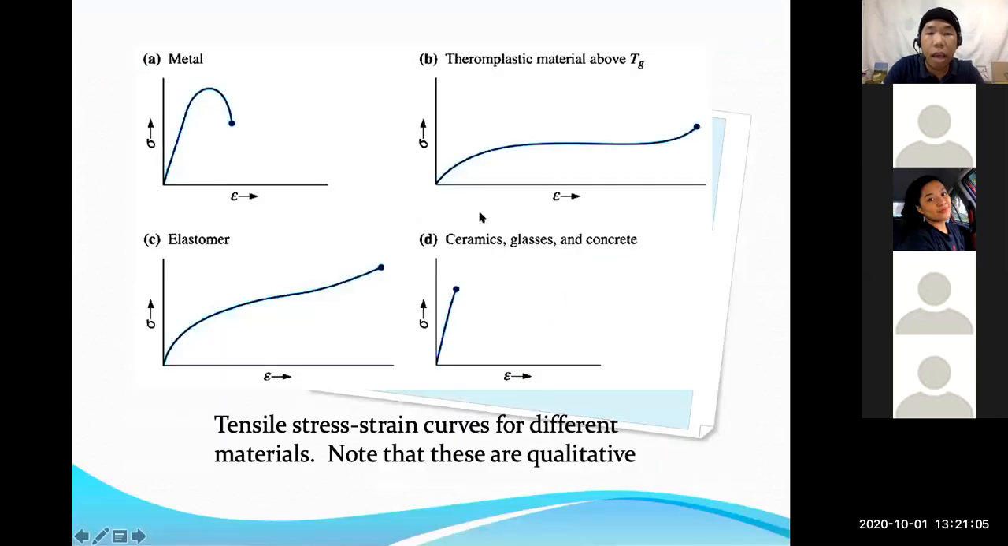So here we have the tensile stress strain curves for different materials. So we have metal, thermoplastic material, elastomer, and lastly ceramics, glasses, and concrete. Okay, so note that these are qualitative representations.